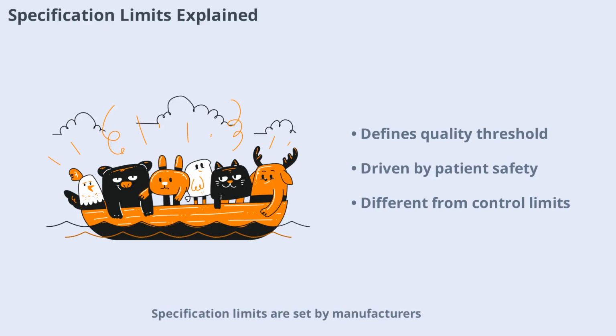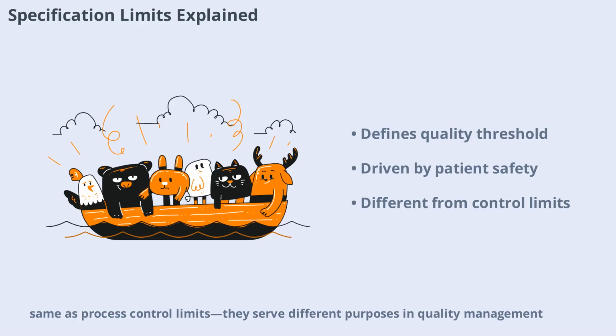Specification limits are set by manufacturers based on therapeutic and regulatory requirements. They mark the threshold between acceptable and unacceptable quality. Exceeding these limits can result in loss of value, increased costs, or even safety risks. These limits are driven by the intended therapeutic effect and potential toxicological impacts, ensuring patient safety. It's important to remember that specification limits are not the same as process control limits. They serve different purposes in quality management.